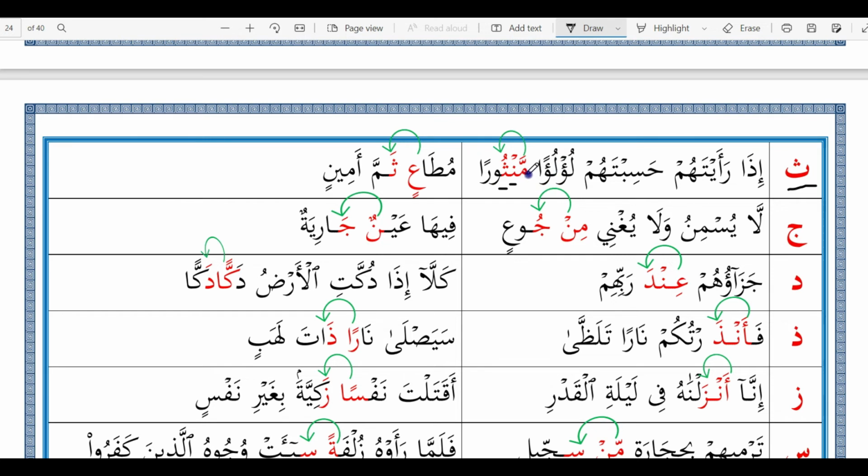We stretch here lu'lu'am because meem comes after fathatan, and that is idgham with ghunna. Okay, lu'lu'am manthura.